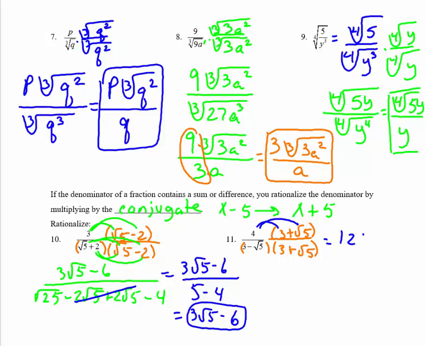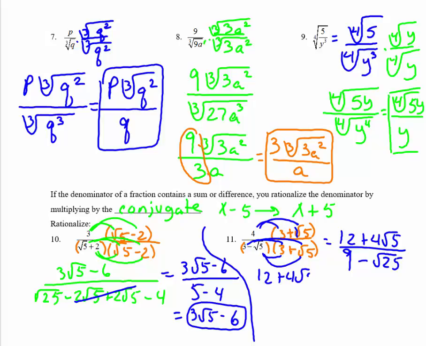And 4 times the square root of 5, the 4 stays on the outside, and the square root of 5 stays underneath. Remember, we're really multiplying the 4 times the 1 in front of the radical. Well, 3 times 3 is 9. I'm not going to show outer and inner because with conjugates they always cancel. And the last, I get minus square root of 5 times the square root of 5 is the square root of 25. So we end up with 12 plus 4 square root of 5 all over, well, the square root of 25 is just 5, so 9 minus 5 is 4.